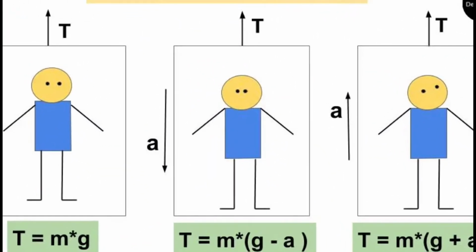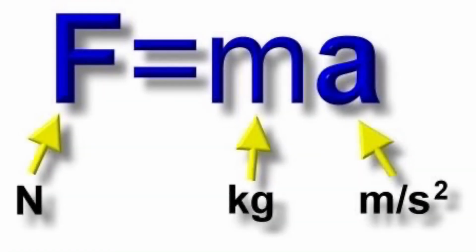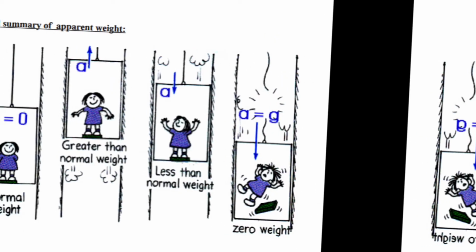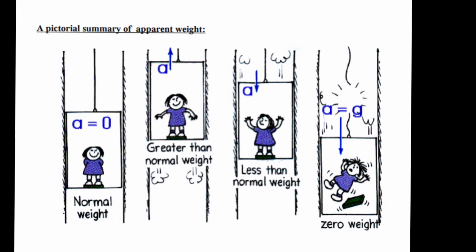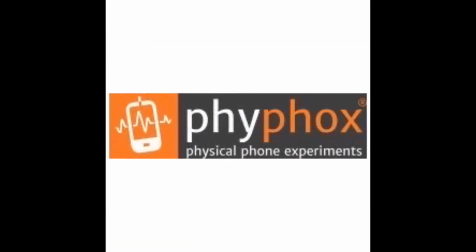Our experiments include using the force formula, which is force equals mass times acceleration. Also, we will add our weight to calculate the amount of newtons that are acted on the elevator. We will find the acceleration using Phyphox.